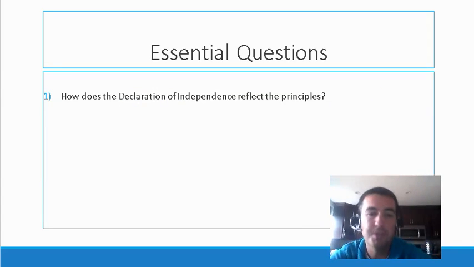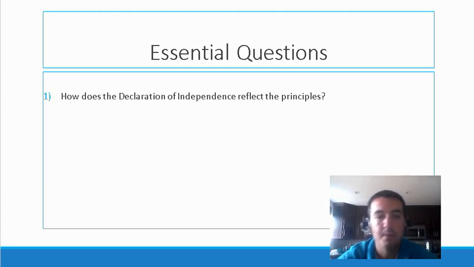The essential question is only one for this lesson. How does the Declaration of Independence reflect the principles? What that means is, how does the Declaration of Independence show the principles in action? How does what the colonists wrote in this Declaration of Independence show that they wanted liberty, justice, and equality?